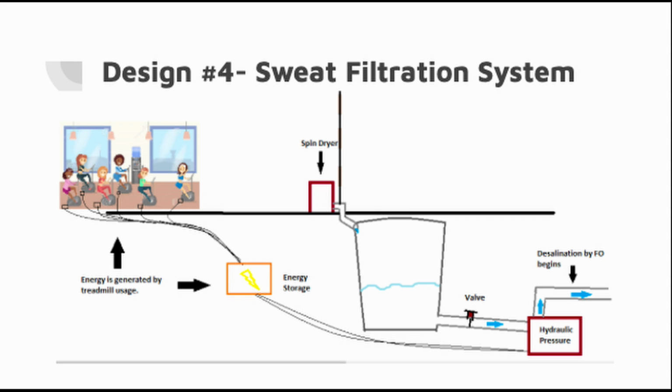So my design is filtering sweat. It begins with the extraction of sweat made possible by the spin dryer. Then the sweat flows through a pipe and is directed into a container. Once the container is full enough, we can allow the water to pass through so that it can reach the hydraulic pressure generator. The cords assembled to the treadmills will generate the minimal energy for the pressure generator to thrive on, which is enough for the filtration process of forward osmosis.